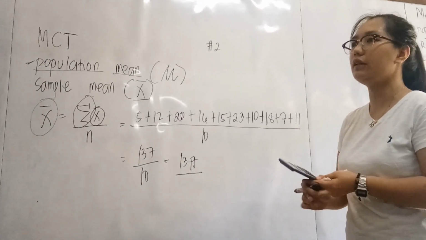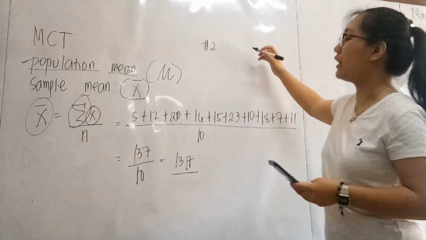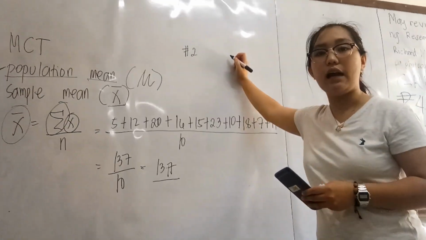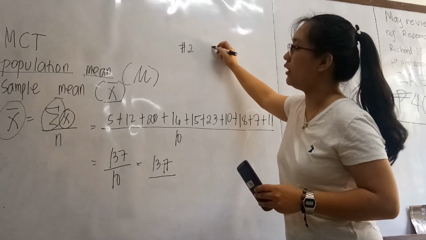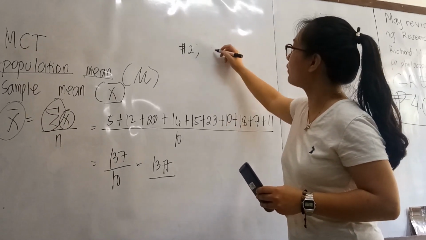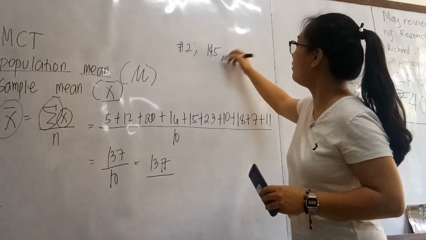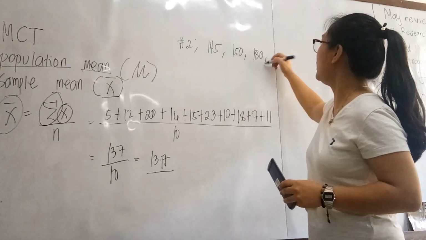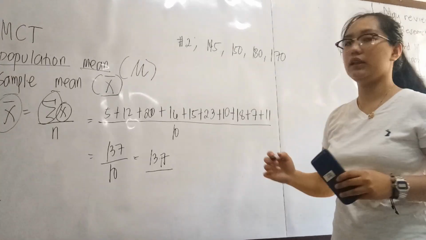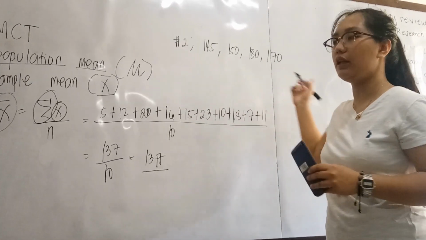So for example, here is your data set, and all you have to do is take the arithmetic mean. Okay. So what will you do? You're going to key in these values. For example, we have 145, 150, 180, and then 170. Okay? That will be your data set.